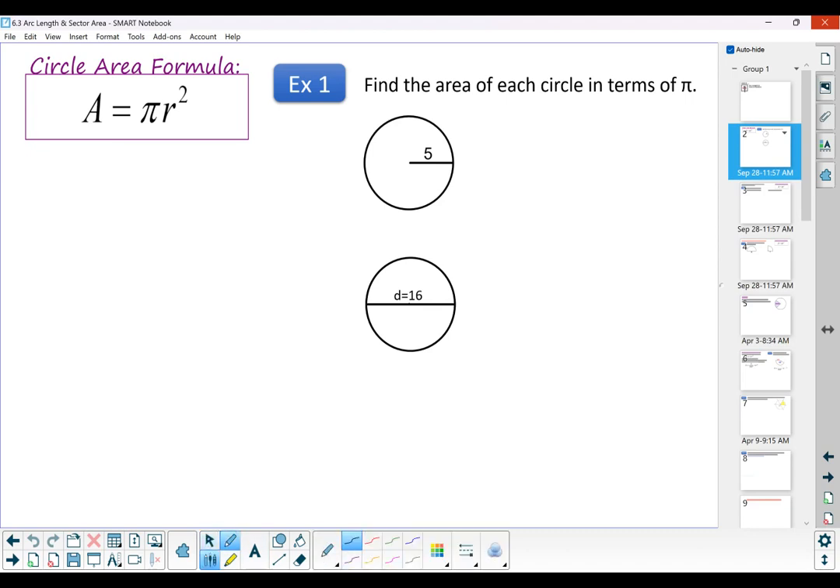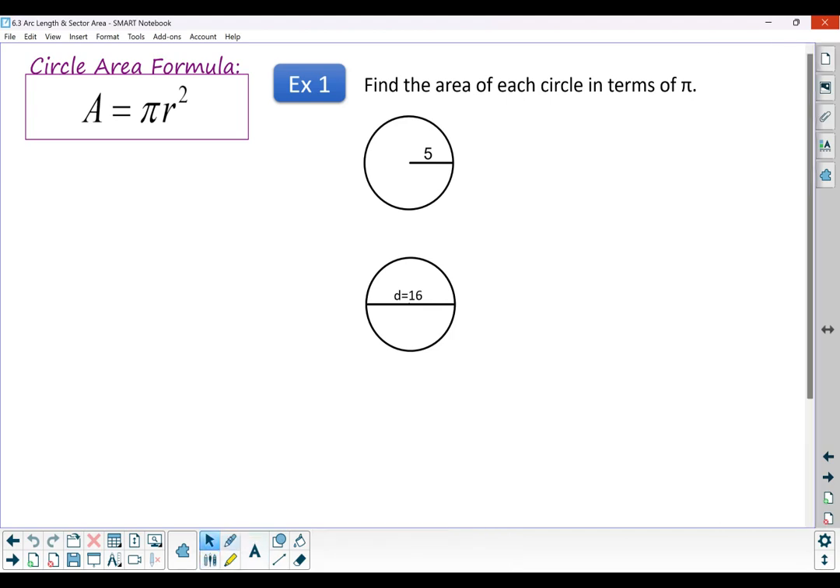This first circle, the radius is 5. So the area is pi times 5 squared. And we'd like to just leave our answer in terms of pi and not turn it into a decimal answer. So if that's the case, you can usually just do it in your head and not use your calculator, but you can use your calculator if you need to. So pi times 5 squared would just be 25 pi.